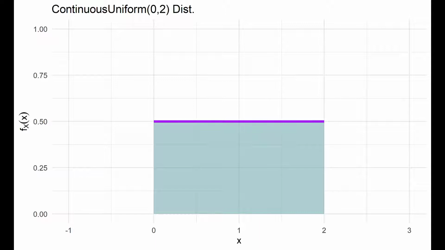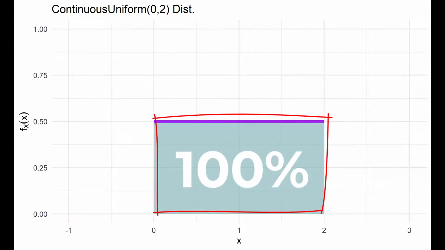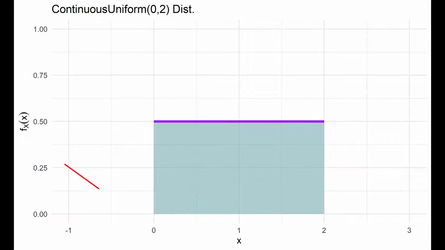The straight horizontal line here means little f of x is a constant value for all the infinite values between 0 and 2. This means all of these infinite values have equal plausibility of occurring. And since any one value occurring has essentially 0 probability, we have to talk about ranges of values of x to make any sort of probabilistic statement. Here, we know a number between 0 and 2 will occur with 100% certainty, and numbers outside of that range do not occur for this random variable.